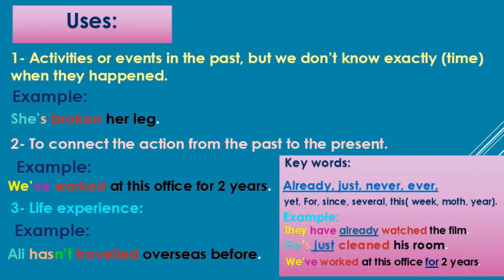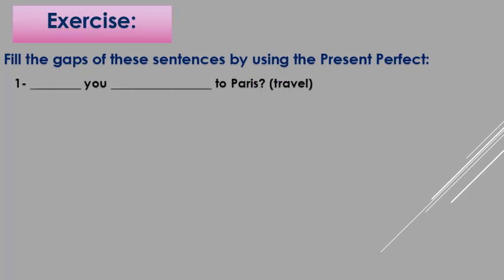Okay guys, now let's move to the exercise. Fill the gaps of these sentences by using the present perfect. Number 1: You empty to Paris, and here we have a question mark. So here it is a question. You is plural, so we add have: have you traveled to Paris? So here the answer is yes or no.